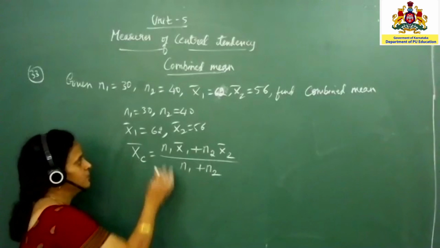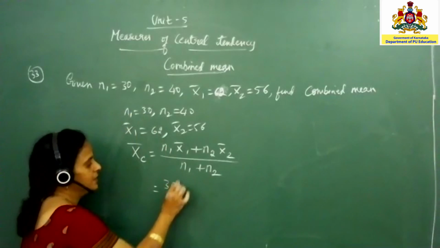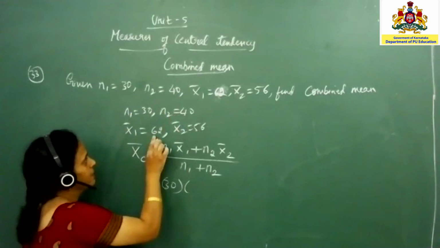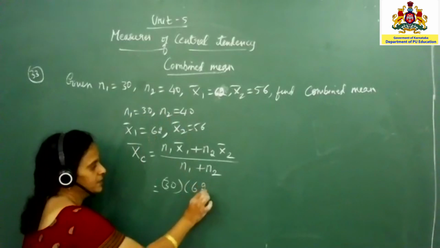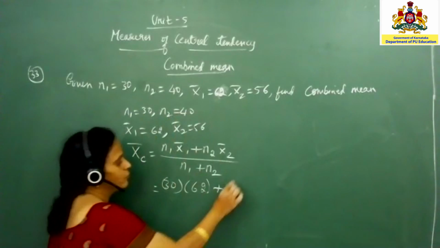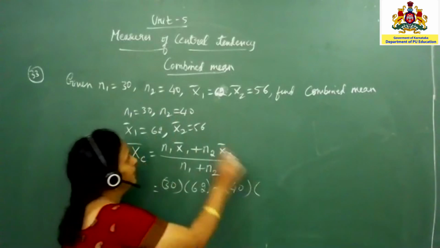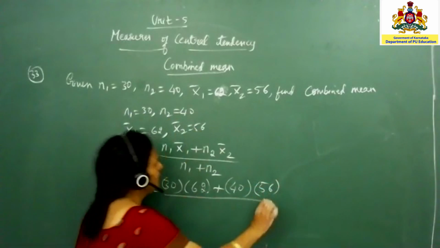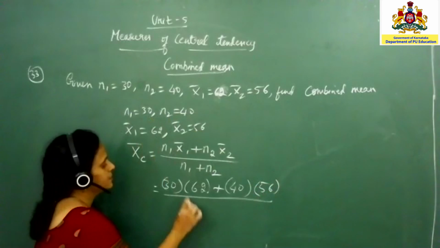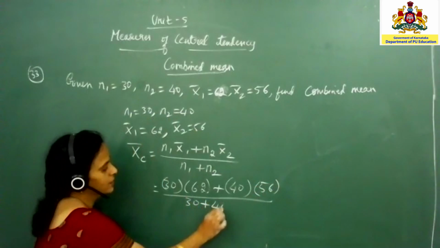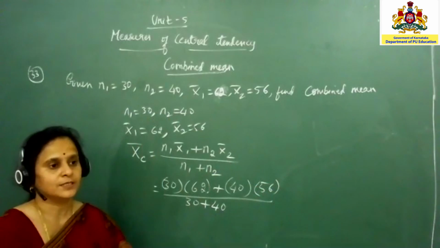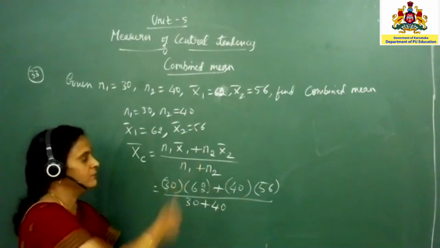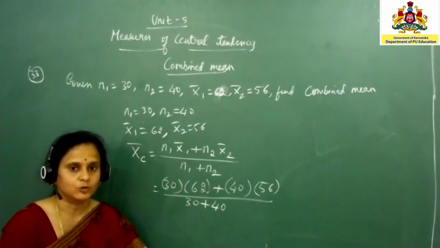Now I'll make the substitution. n1 is given as 30, so I write 30. x bar 1 is 62. Plus n2, 40, times x bar 2, which is 56, divided by n1 plus n2, 30 plus 40. So this is called the substitution step. Whenever we rewrite the formula, the second step should be the substitution step.